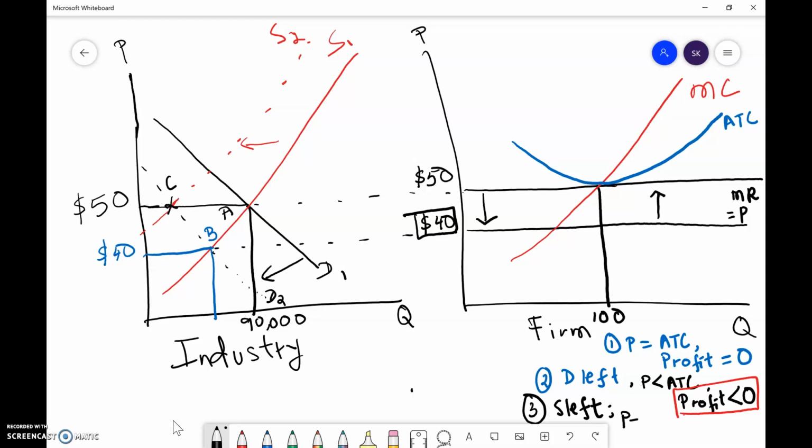And finally, we have price equal to average total cost, and the profit is equal to 0. This is called the break-even point or normal profit. Okay, so that's all for now. Thank you very much.